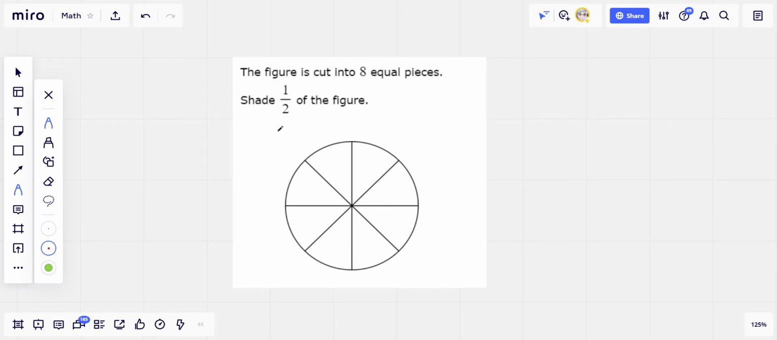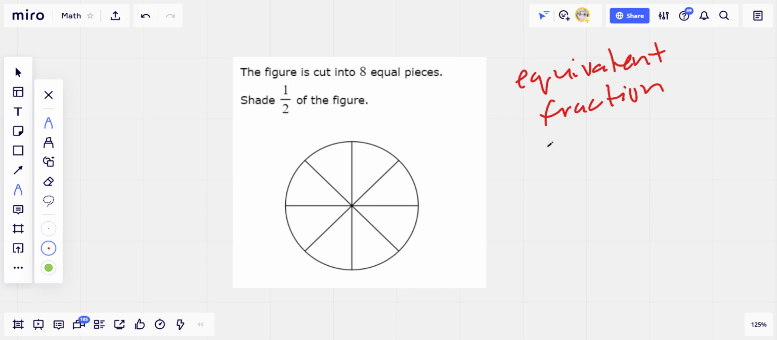In these problems, we're being asked to shade a certain fraction of the figure, and they're also telling us how many pieces the figure is cut into. And what we're supposed to do is learn something about the idea of equivalent fractions. Equivalent basically means equal, and an equivalent fraction is a fraction that's the same as another fraction.